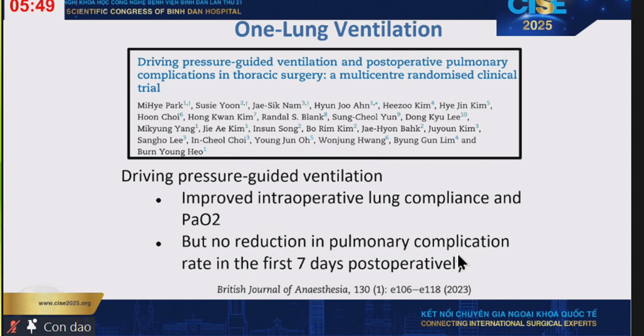In their study of 1,170 patients, they compared two groups. One received conventional protective ventilation, and the other received ventilation guided by driving pressure. Driving pressure-guided ventilation improved intraoperative lung compliance and PaO2, but did not reduce the pulmonary complication rate at 7 days postoperatively.